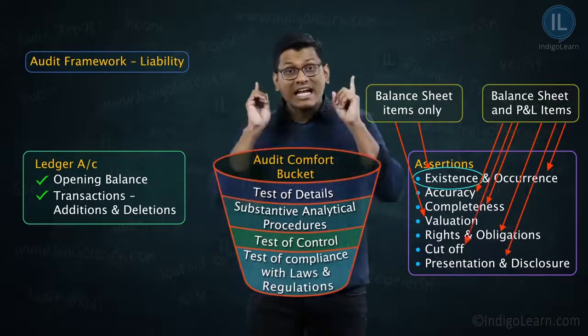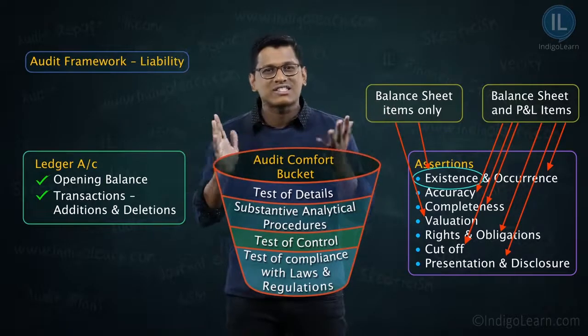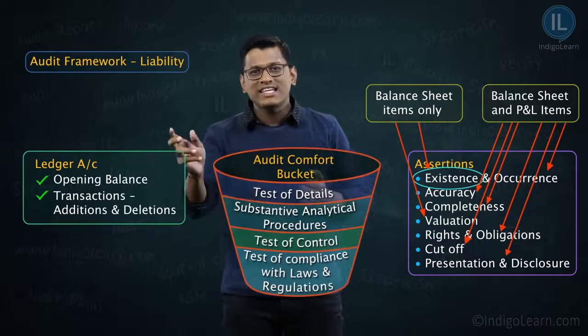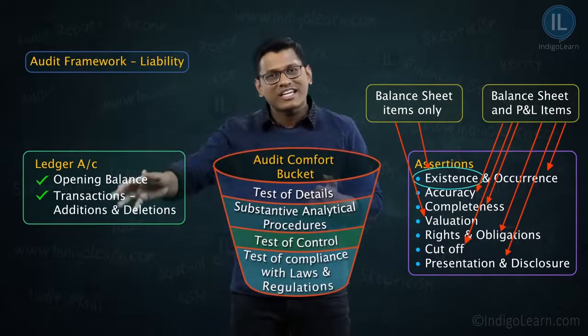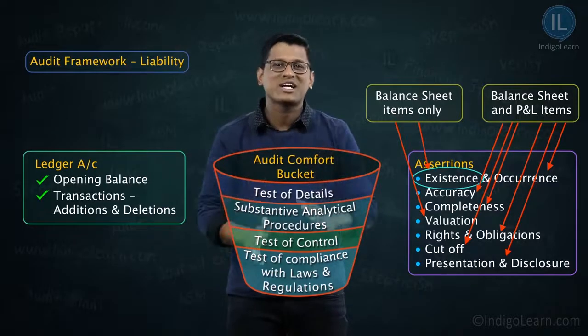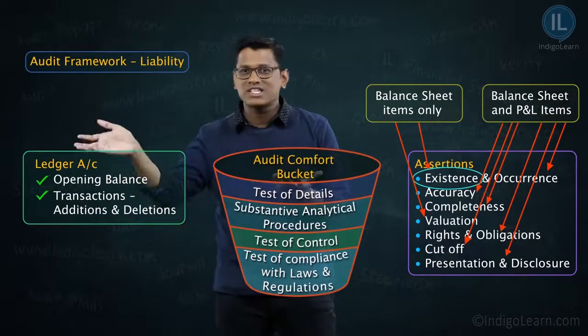Come to cutoff. Cutoff is only for transactions. When I say it is only for transactions, it is only for anything which has an increase or decrease to the assets or P&L items. So only for such points you can check the cutoff. So increase or decrease in the asset, right? So you are saying purchase of asset or sale of asset.